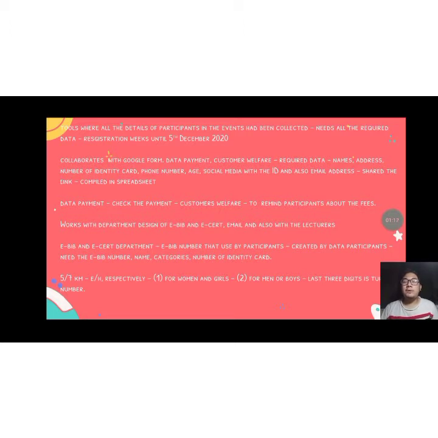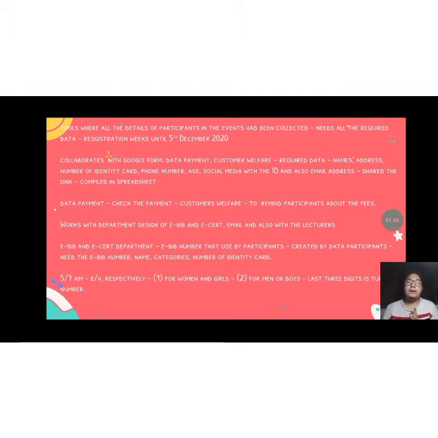So our team is going to collaborate with the other departments, which are Google Form, Data Payment, and also Customers Welfare for classes that take part in group registration. First and foremost, our team needs to discuss with the Department of Google Form the required data that needs to be filled in by the participants on registration week before they join this event.